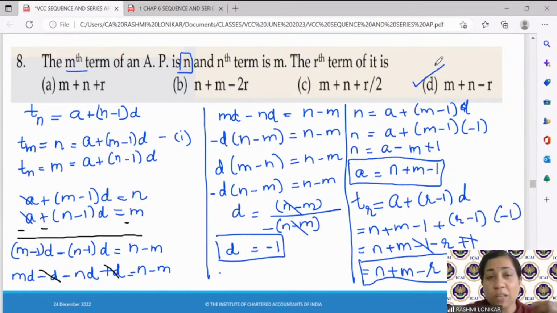See, I'm telling you each and every step so that you understand. But while doing it in the exams, you can directly write down the two equations. You don't have to write Tm is equal to n. You can do it like this. But the only thing you have to be careful about is the signs.